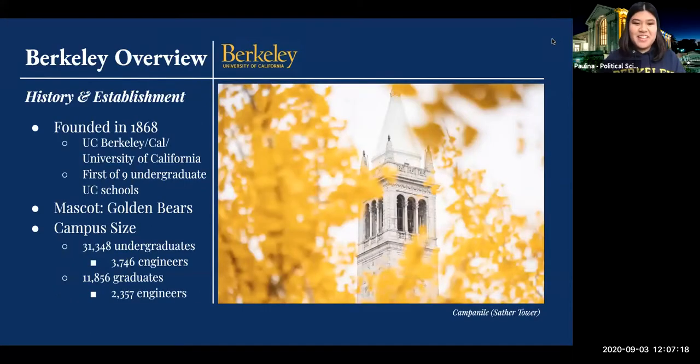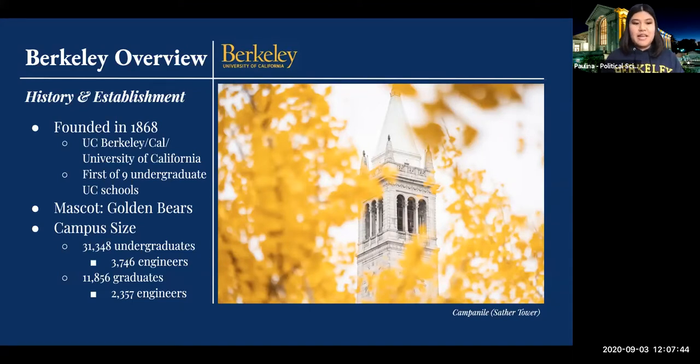Awesome, thank you, Kristina. So before we go into anything engineering specific, we'll do a little bit of an overview of Berkeley as a whole. Berkeley was founded in 1868, making it the oldest and the first of the University of California system. For that reason, we have several different names. We go by UC Berkeley, University of California, and most commonly Cal, because we are the first.